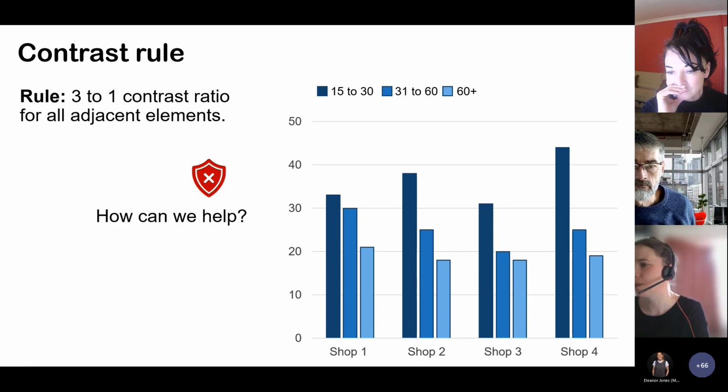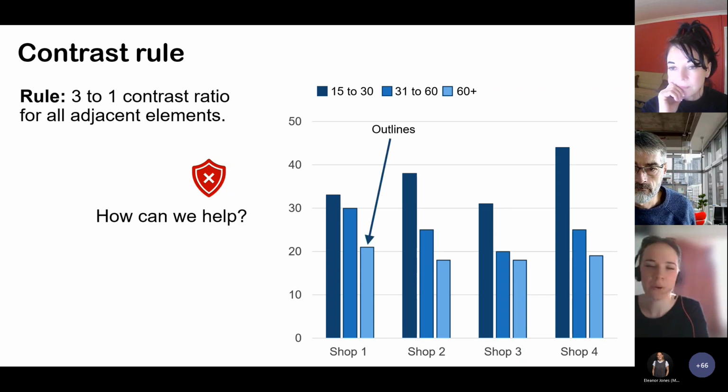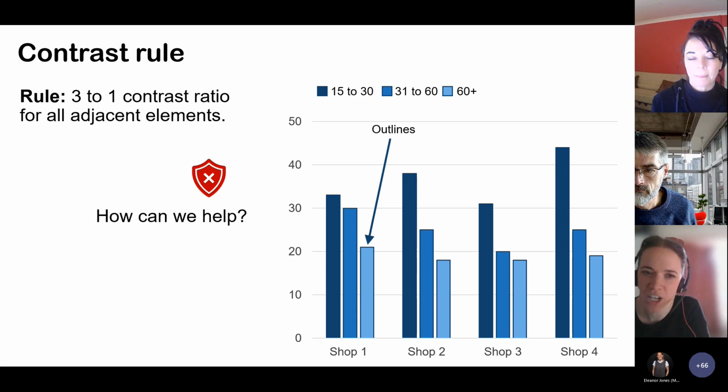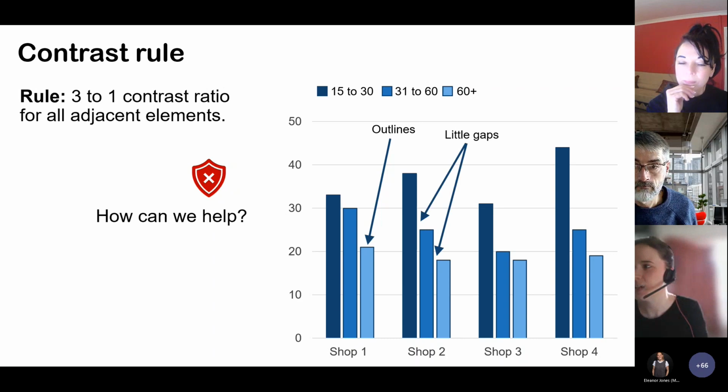So how can we help with that? Well, first of all, we use outlines. We generally would say don't use outlines for bars because they add unnecessary clutter, but for this they're needed. So we use the outlines to help people see those lighter blue bars. And secondly, we leave little gaps between the bars in the cluster so the colors aren't directly adjacent to each other. You can do that with clustered bar charts.